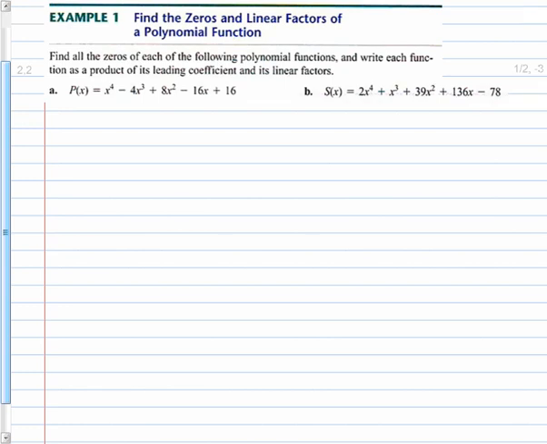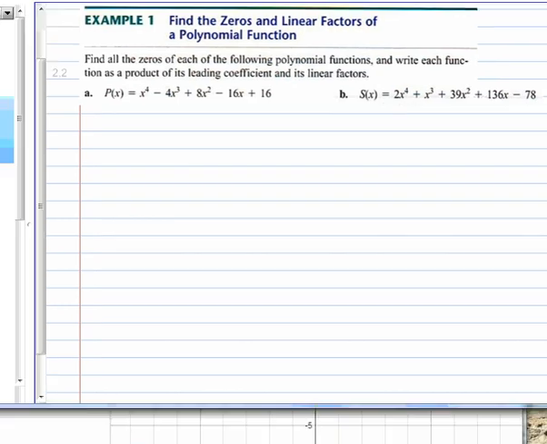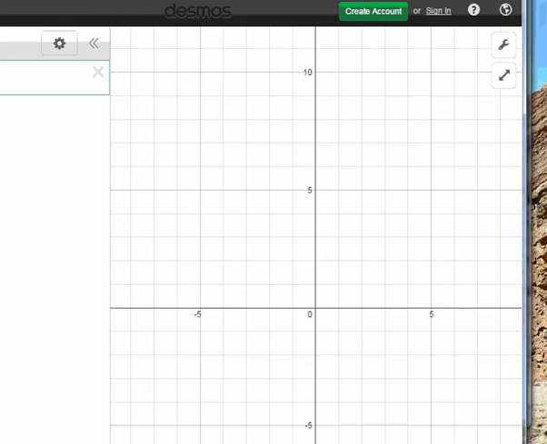Find all the zeros of each of the following polynomial functions and write each function as a product of its leading coefficient and its linear factors. What we are going to do is use the calculator to help us in our factoring of this. So if I pull up a graph, I'm going to need my book so that I can see that. Look back at example 1. Look in your book at example 1, and we are going to see how this is all going to work.